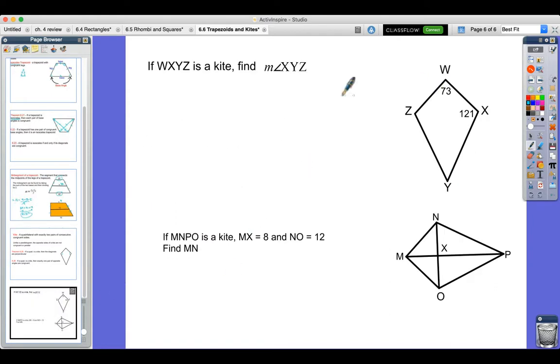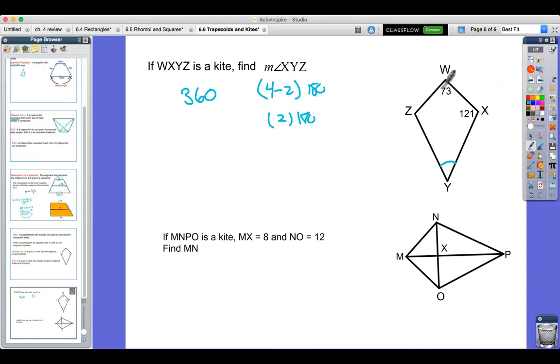So here they're telling us that this is a kite, and we're looking for angle XYZ. So we're looking for this angle down here. Now, like we said, this is still a quadrilateral, so it still adds up to 360 degrees. Because remember, to find the sum of interior angles of a quadrilateral, the number of sides minus 2 times 180. We get 2 times 180, which is 360.